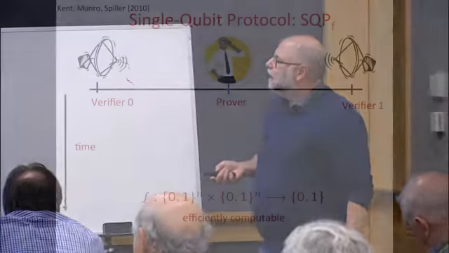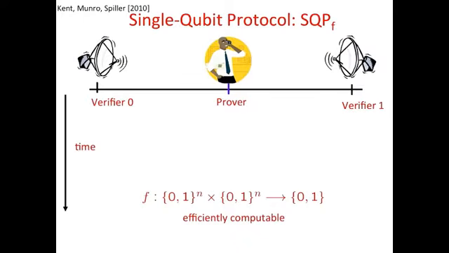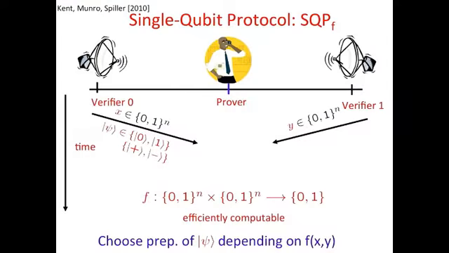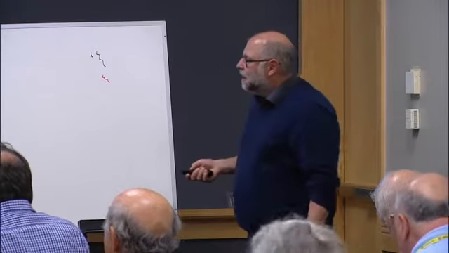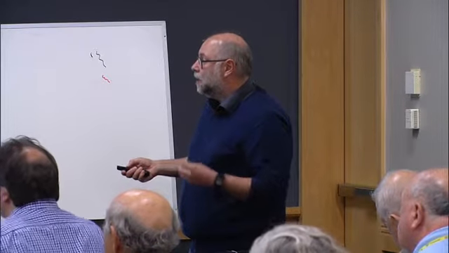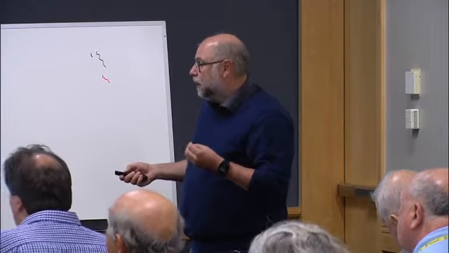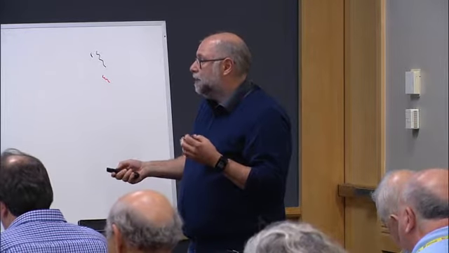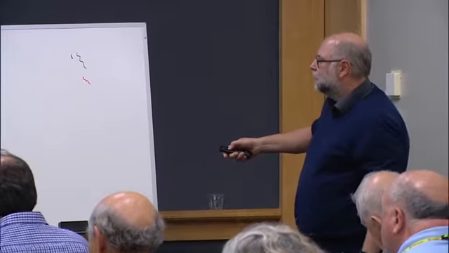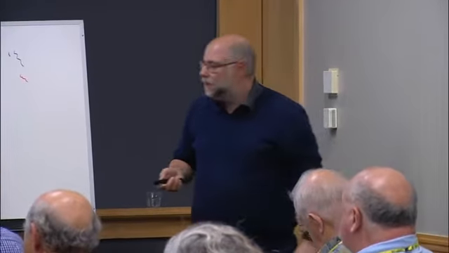And here is a single qubit protocol based upon ideas of Kent, Munro, and Spiller. The idea is the following, and we have been trying to implement this. But first let me tell you what the scheme is. At play is one qubit, psi, which is encoded either in the 0-1 basis or in the ± basis. And this is sent to the prover, and also a classical string y is sent to the prover, and a classical string x. It sort of combines all the ideas you have seen so far.